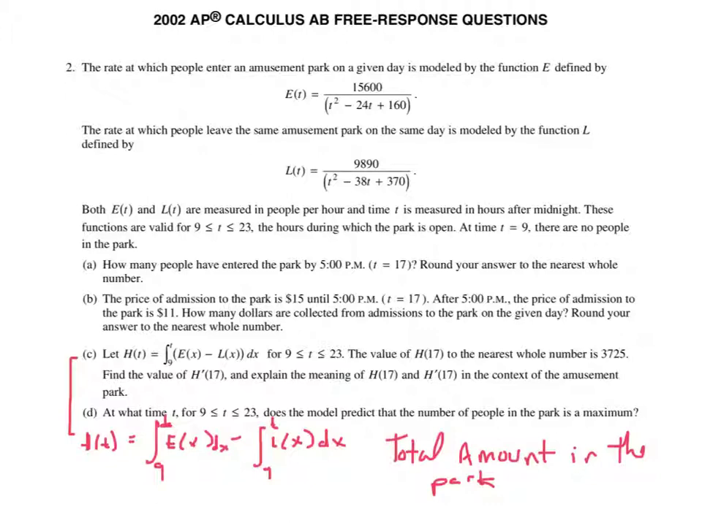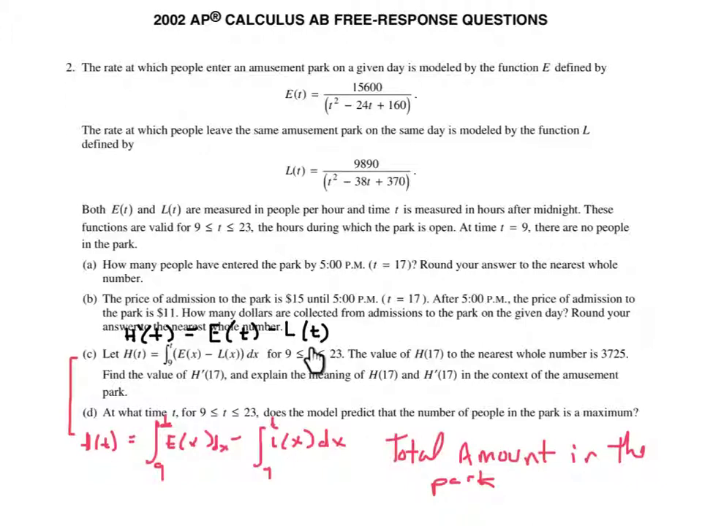Find the value of H'(17) and explain the meaning of H(17) and H'(17). Well, H'(t), if I took the derivative of the integral, I'd just get the function. That's the fundamental theorem, part 1. So here, all I should have to do is plug 17 into the first equation, 17 into the second equation, find the difference. If you do that, I think it comes out to be negative 380 and something.